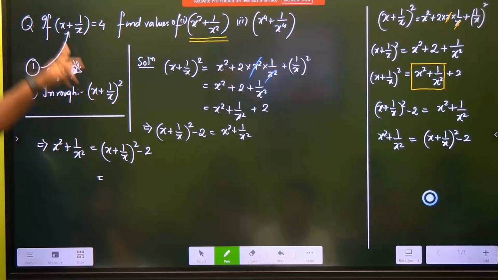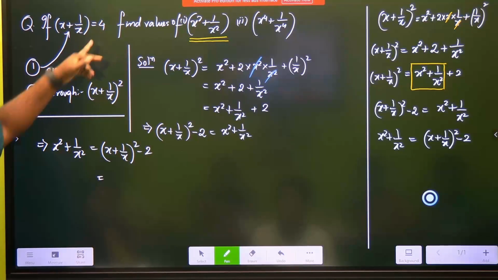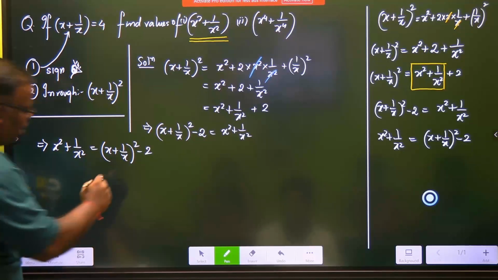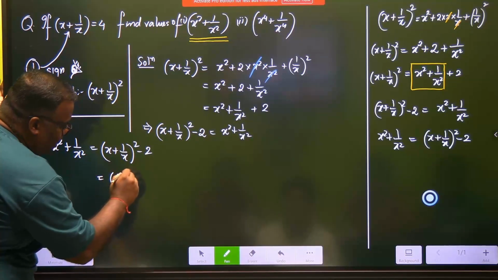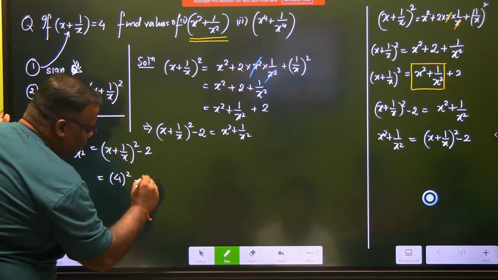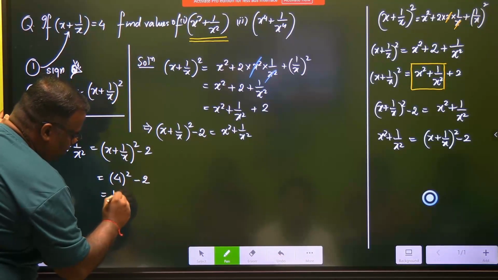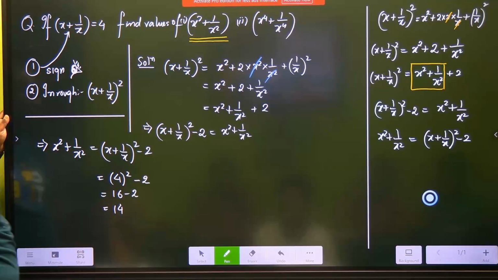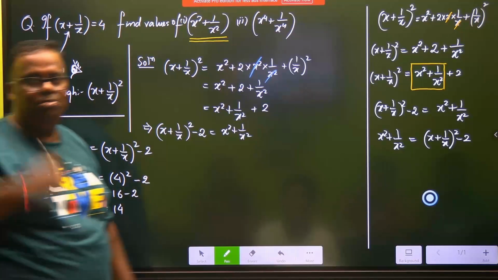x plus 1 by x they have already given. Grapes plus apple, that is orange, is equal to 4. So I put a 4 but with a square because the inside is only 4. And a minus 2. This becomes 16 minus 2, which is equal to 14. Problem done.